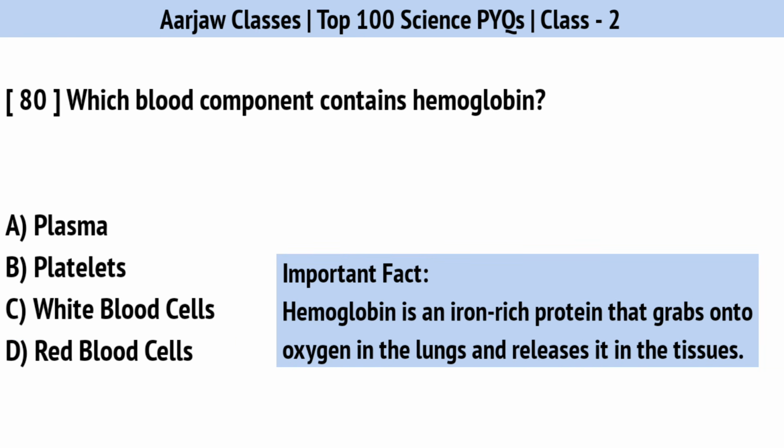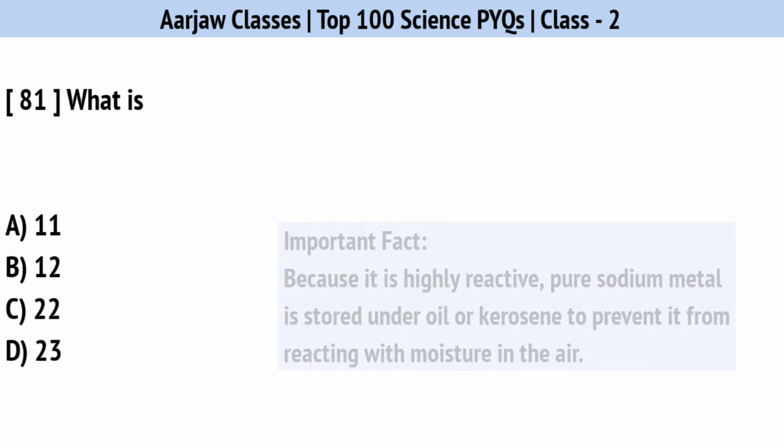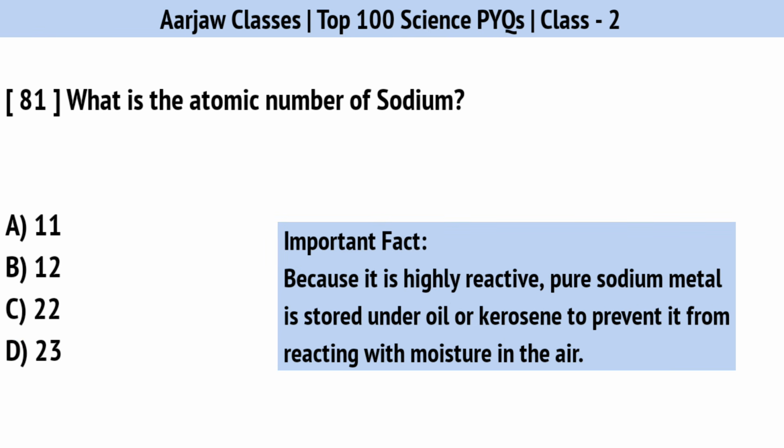Which blood component contains hemoglobin? Correct option is D. Red blood cells. What is the atomic number of sodium? Correct option is A. 11.